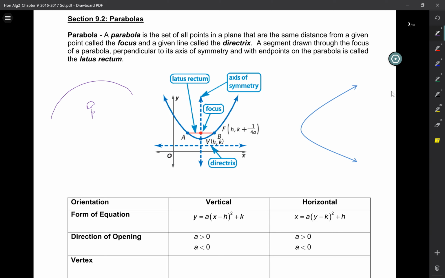How about a flashlight? If you looked at the flashlight, you've got the bulb, and then underneath it, you've got this aluminum curved surface. Well, guess what? That surface is a parabola. Okay? And there is a reason why it's a parabola.